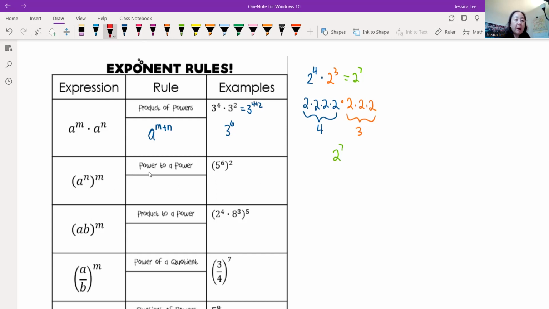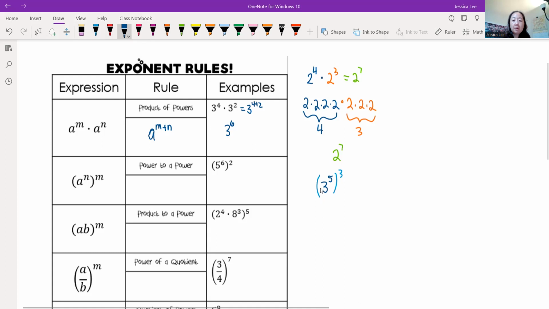So this is power to a power. So we have a to the n, which is a power, and we're going to take that to a power, right? So that's why it's called power to a power. And so a to the n to the m. So that sounds like some kind of rap, I feel like. So let's say 3 to the 5th power. Let's just say we're going to take that all to the 3rd power.